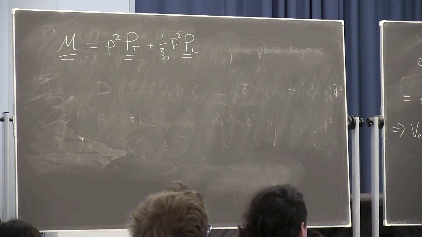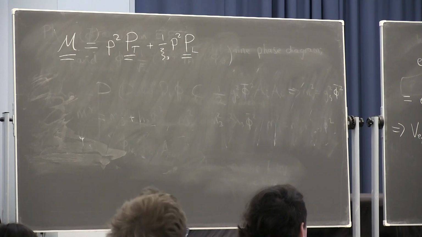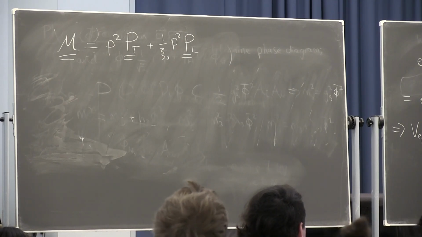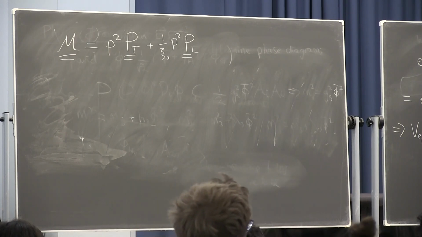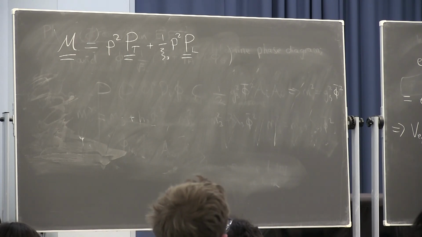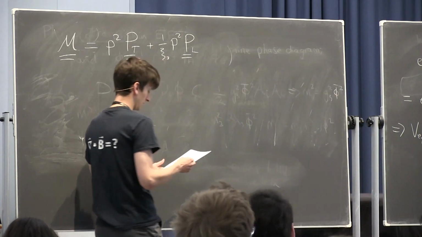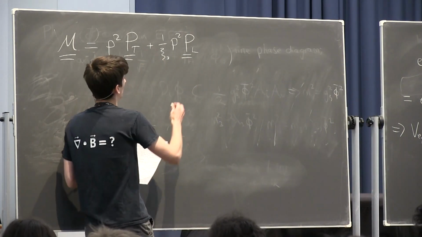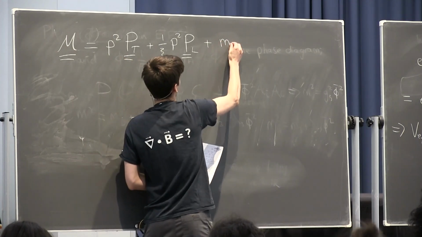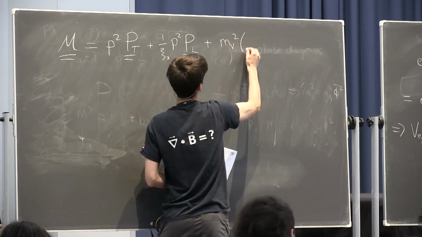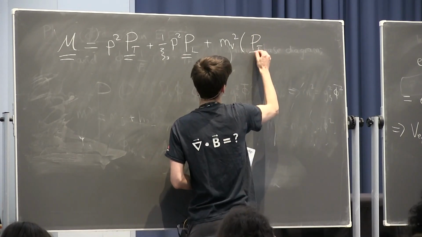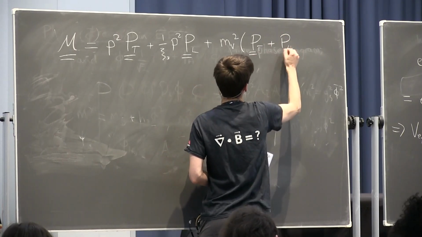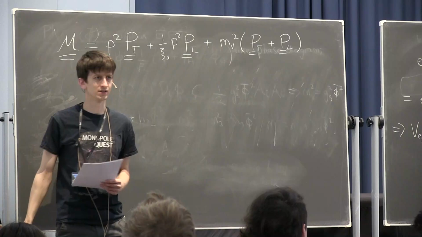Sorry, maybe this is non-standard. This just means a matrix. I guess I could have written P^T_ij. And then finally we have m_V squared times the identity, which is the sum of the transverse and the longitudinal projection operators.